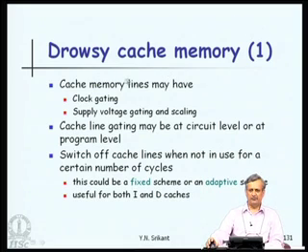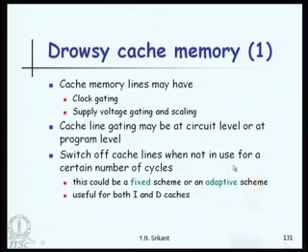Now, what about the cache memory? Whatever we studied so far was main memory. So, cache memory lines may have clock gating or supply voltage gating, or even supply voltage scaling. So, in other words, cache lines may be switched off if they are not in use, that is the idea. So, cache line gating may be at circuit level or at the program level. So, it is probably a mixture of both, and we switch off the cache line when not in use for a certain number of cycles. So, this could be actually a fixed scheme or an adaptive scheme.